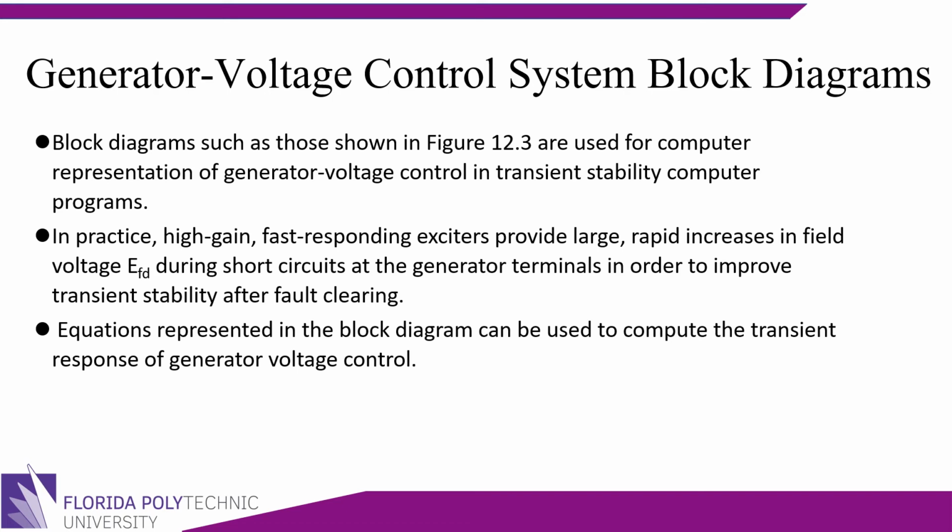Generator voltage control system block diagrams. Block diagrams such as those shown in Figure 12.3 are used for computer representation of generator voltage control in transient stability computer programs. In practice, high-gain, fast-responding exciters provide large, rapid increases in field voltage (EFD) during short circuits at the generator terminals in order to improve transient stability after fault clearing. Equations represented in the block diagram can be used to compute the transient response of generator voltage control.